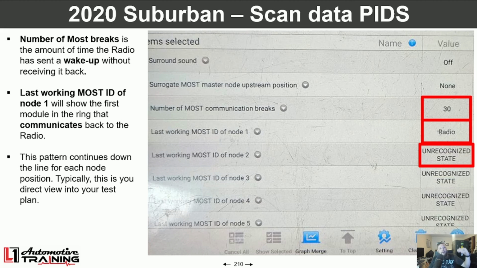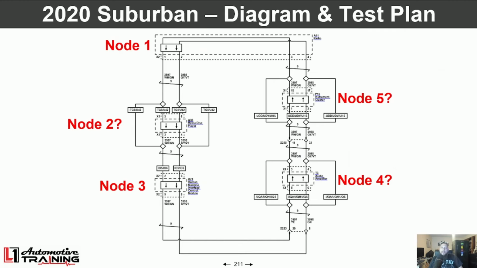Now, that pattern basically continues down the line with each module. All right, so if we move on to looking at a diagram of this 2020 Suburban, we now know radio only talks, the next one in line doesn't, or nothing responds back. We need to know what the network looks like.